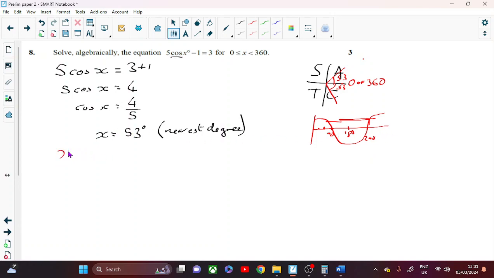So x also equals 360 minus our 53, which is 307 degrees. That's our two values. And that's all they need from us. We are allowed to have two values because it's between 0 and 360.